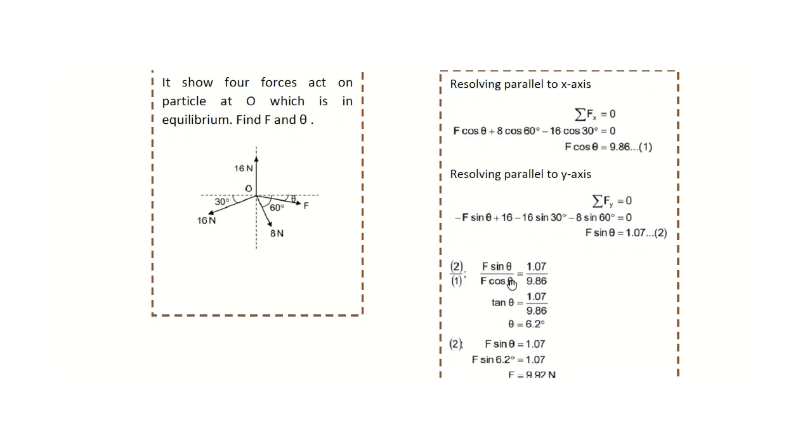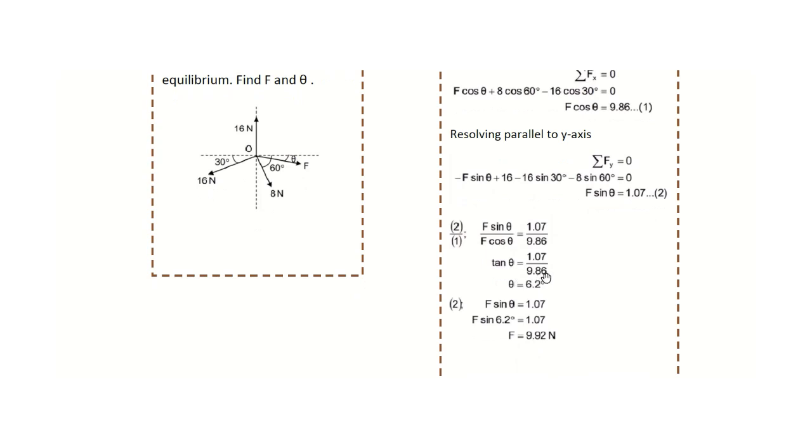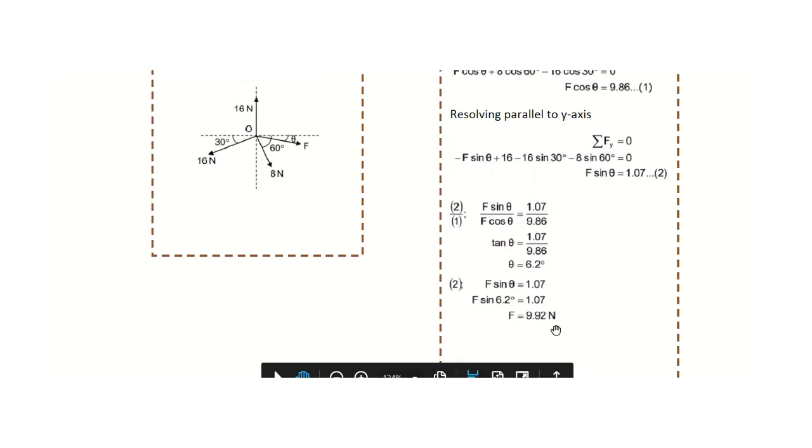So we solve these two equations by using simultaneous equations. We divide F sin theta over F cos theta. So we equate to 1.707 over 9.86. Calculate this one, we will get theta equal to 6.2 degrees, and then we substitute this theta into the F sin theta equation here, so that we get the force is 9.92 Newton.